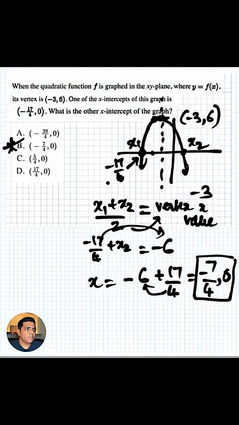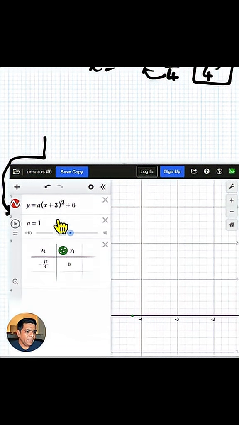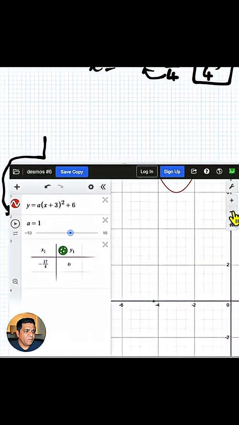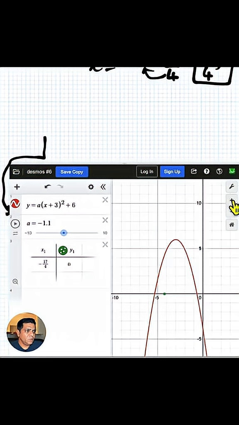All right, great. Let's see what we can do with Desmos. I already put the equation in vertex form right here, and I also added the point negative 17/4, 0. Now let's add the slider. When we add the slider, we receive a quadratic graph like this. Let's zoom in a little further.